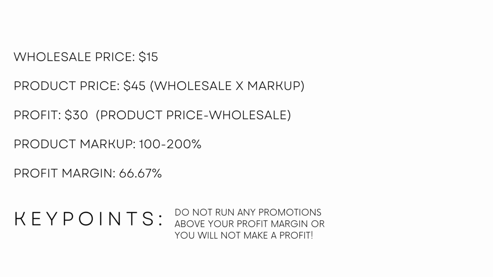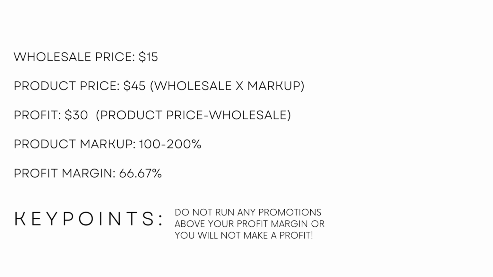Profits $30. So this really does do all of this math for you on Calculator Soup, which is linked in the description. Profit margin 66.7%. The key point to this profit margin: do not run any sales or promotions above your profit margin. If you do, you're not making a profit. That means you're going to be losing money on that item.